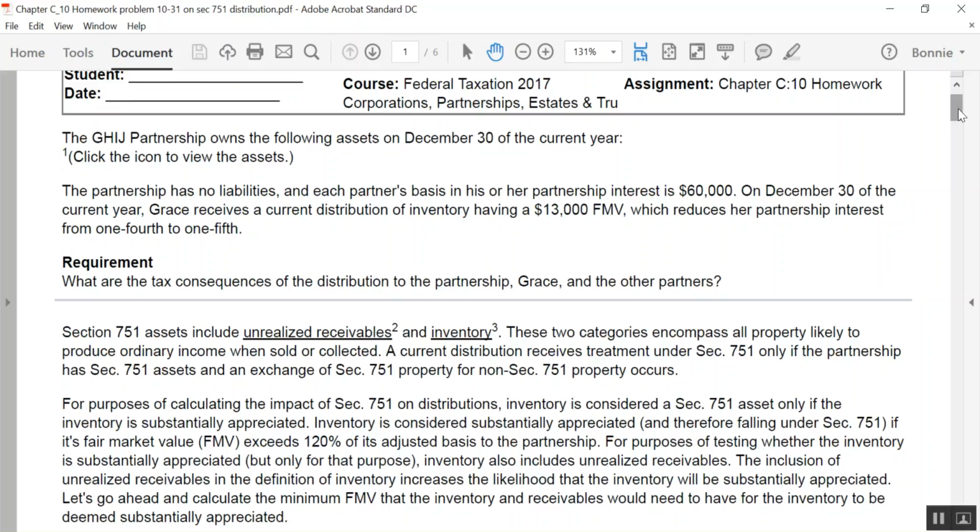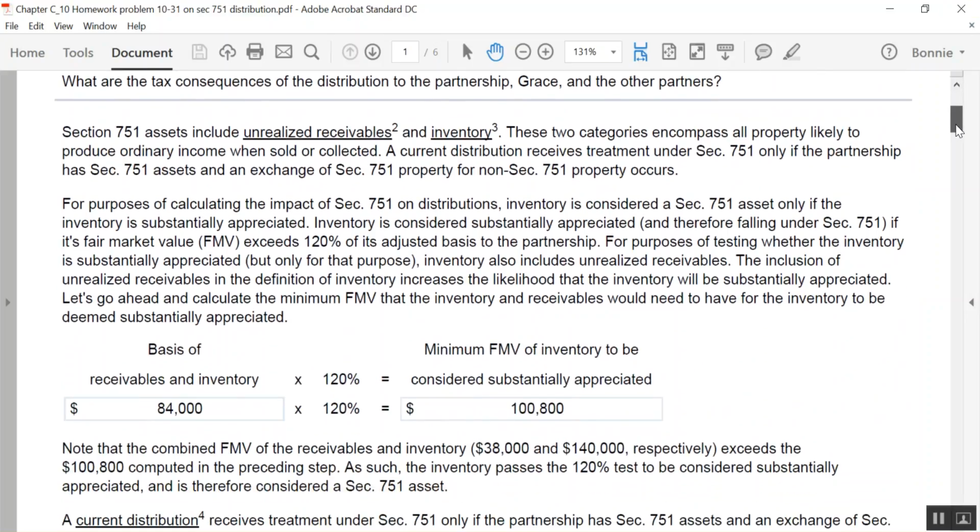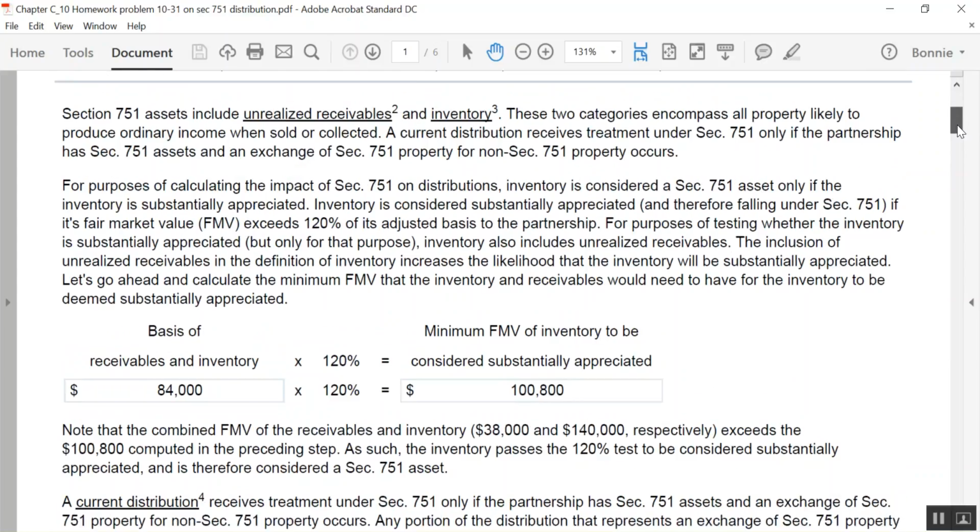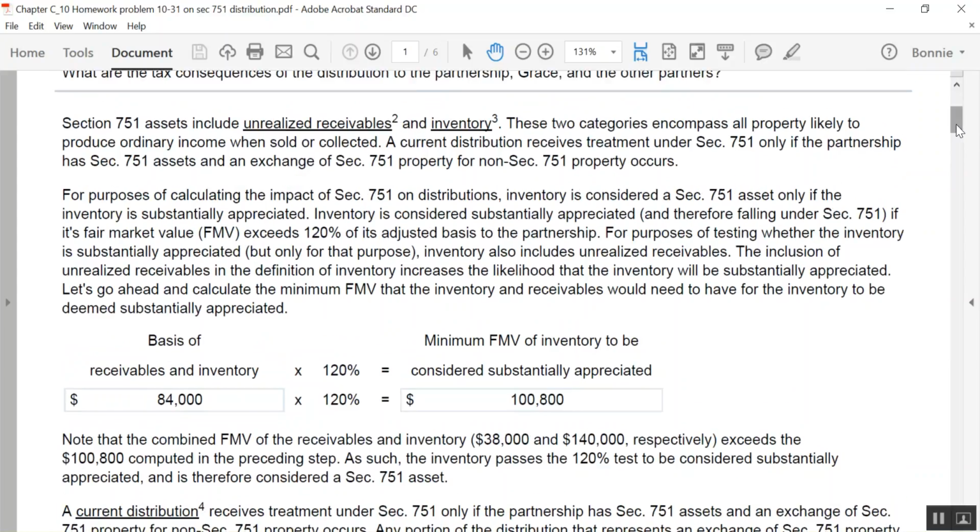So you would add the bases of both your inventory and your unrealized receivables, and multiply the sum of those by 120%. And if the fair market value of the sum of those is greater than that 120% product, then you have substantially appreciated inventory, and therefore your inventory is a 751 asset. Okay, so here's an example, and this is now getting into the problem.